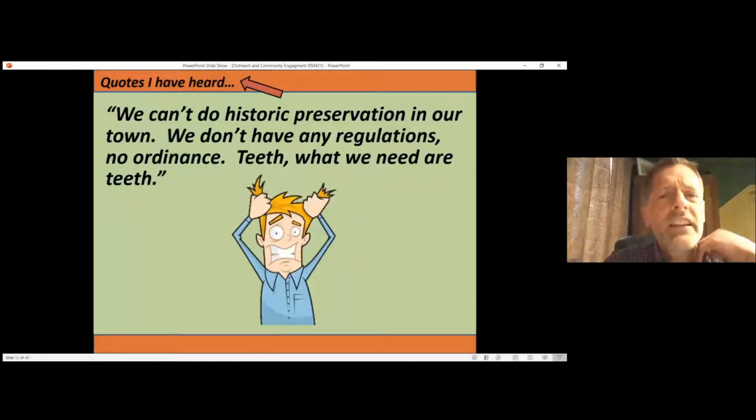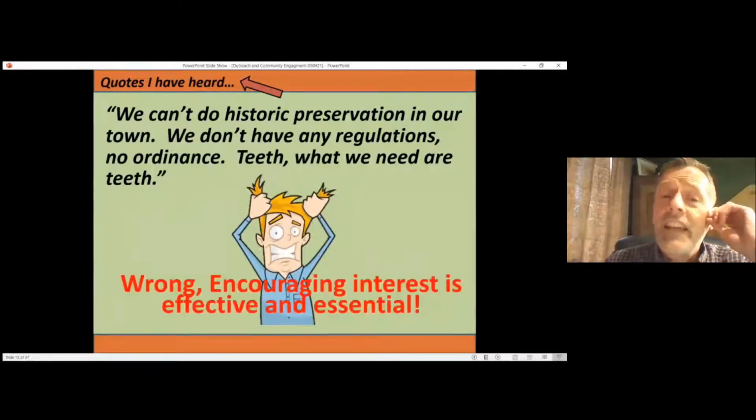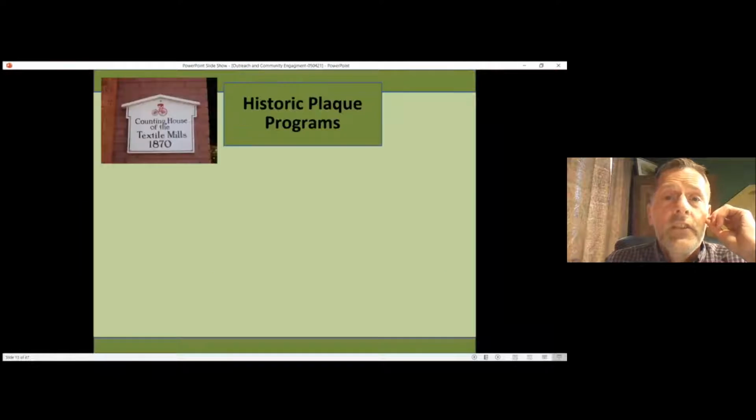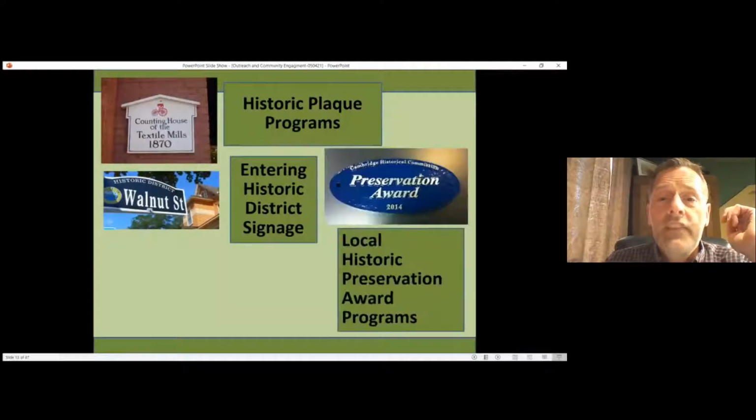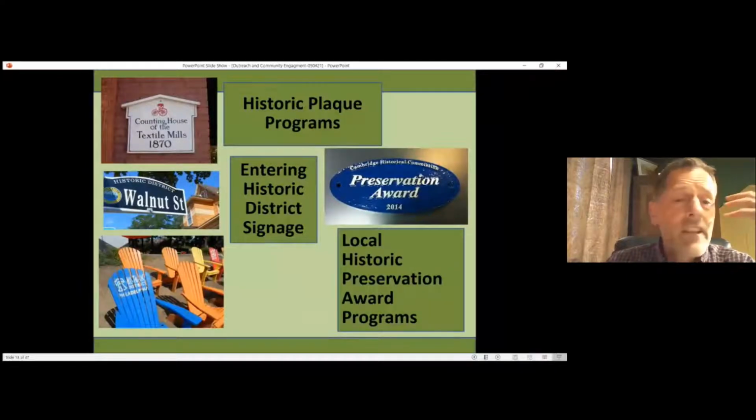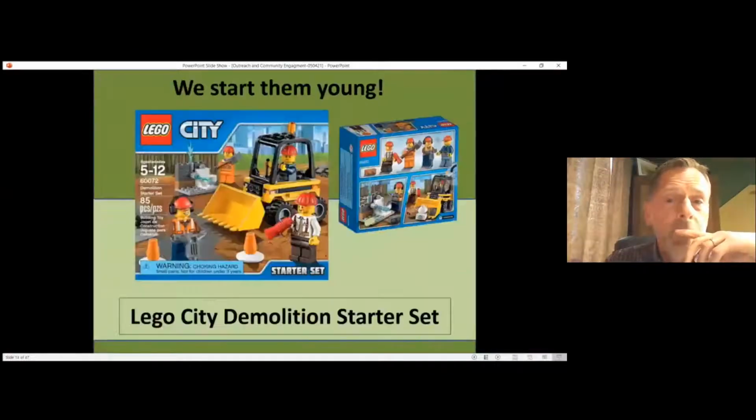We don't have any regulations, no ordinance, teeth. What we need are teeth. I say that would be wrong. Encouraging interest is effective and essential. All kinds of things like historic plaque programs, entering historic district signage, local historic preservation award programs, being creative like these amazing historic district seats that are in downtown Philadelphia, all great ways to do outreach, to get people interested and excited about historic resources in their community.